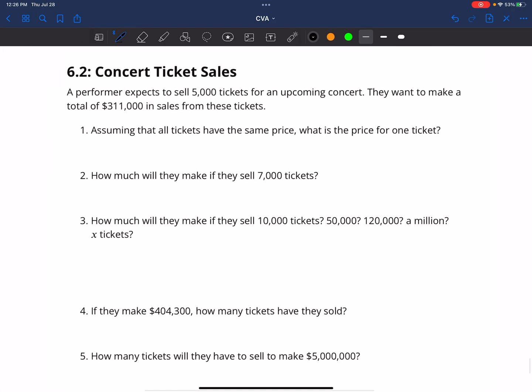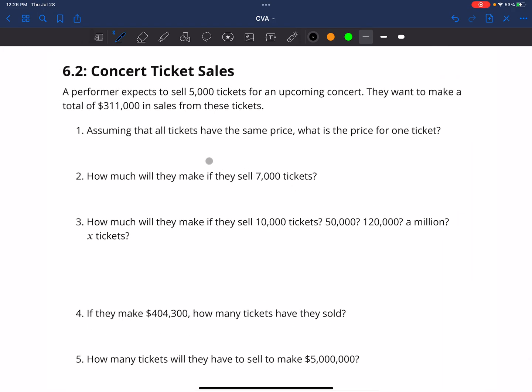All right, let's take a look at this question here. A performer expects to sell 5,000 tickets for an upcoming concert. They want to make a total of $311,000 in sales from these tickets. Assuming that all the tickets have the same price, what is the price for one ticket?